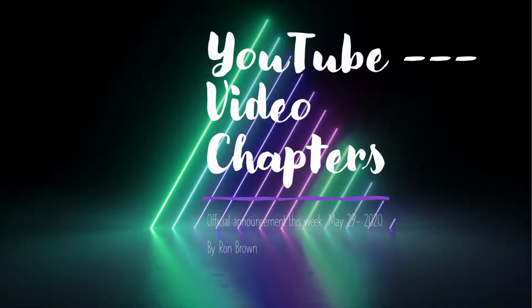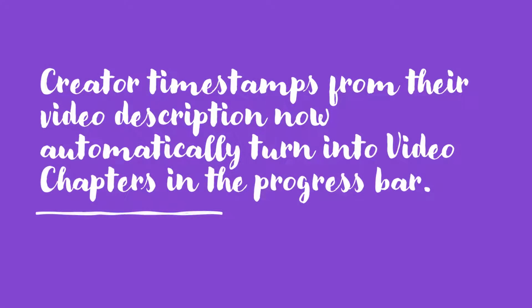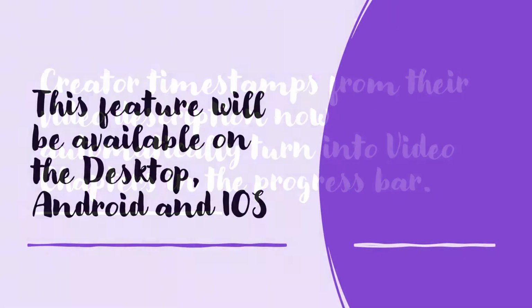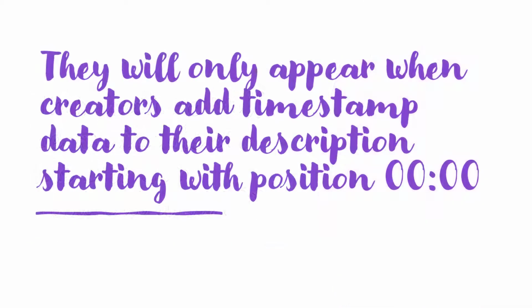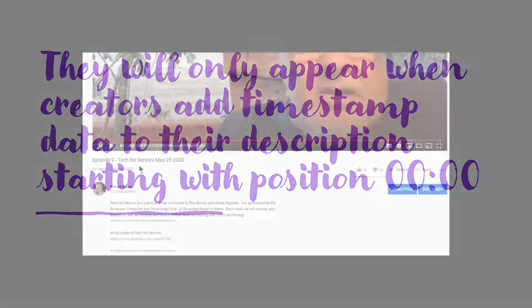YouTube officially released video chapters this week. Creator timestamps from their video descriptions now automatically turn into video chapters in the progress bar. This feature will be available on the desktop, Android, and iOS versions. They will only appear when creators add timestamp data to their description starting with position 00:00.